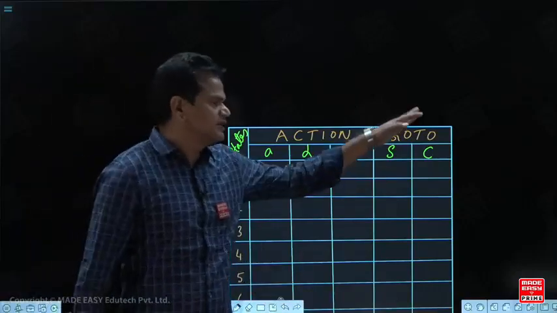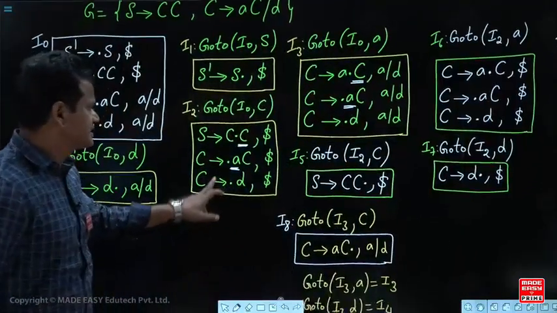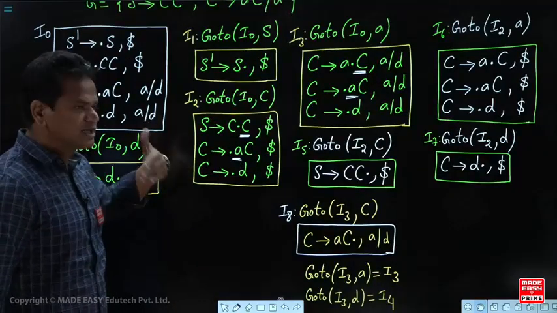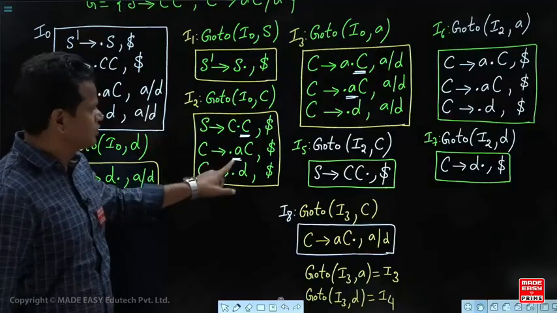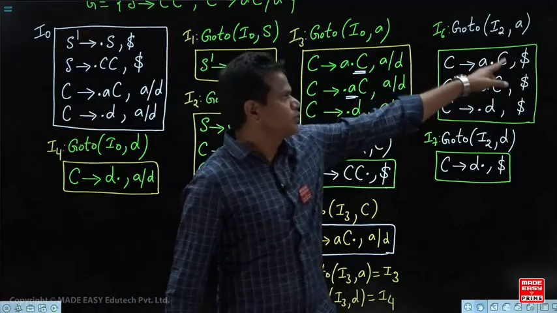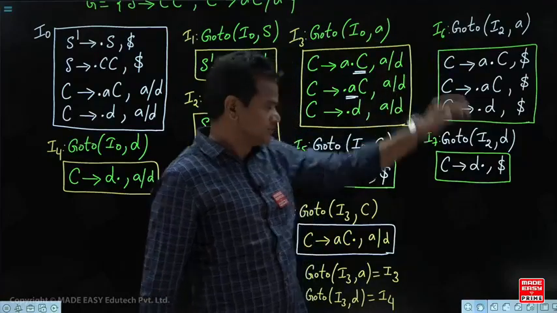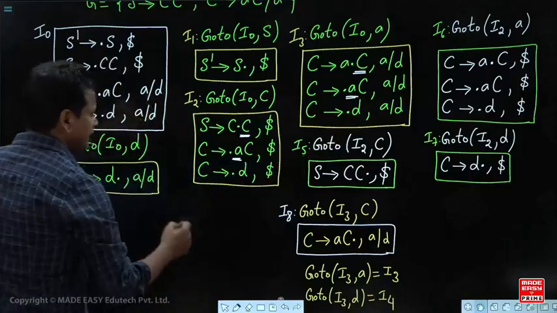If the shift symbol is a non-terminal, we enter it in the go to part. Simple. Okay. And if the shift symbol is a terminal, for example this is A, we write the go to for every shift symbol. This is I2, go to of I2 comma A. You can see go to of I2 comma A. And what is the name of the state? I6. So go to of I2 comma A has gone to I6.